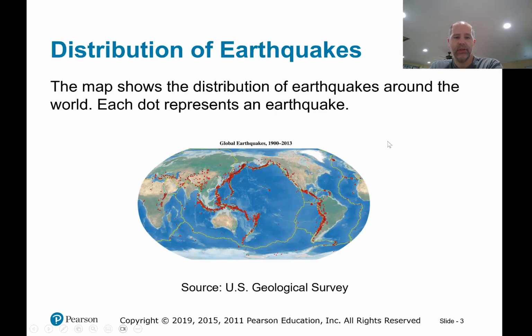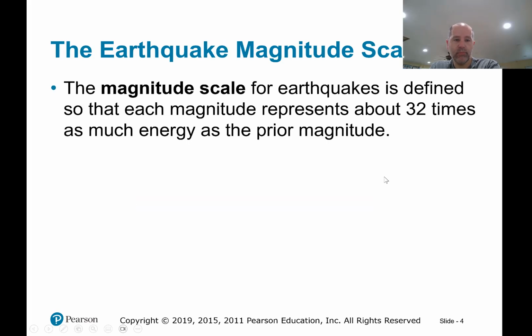So let's talk about distribution of earthquakes. We look at the map here. This is the map that shows all of the earthquakes that have been known. Also, it's not surprising, this is also where you find the most volcanoes as well. This is called the Ring of Fire, actually, if I recall right. Okay, so now the earthquake magnitude scale.